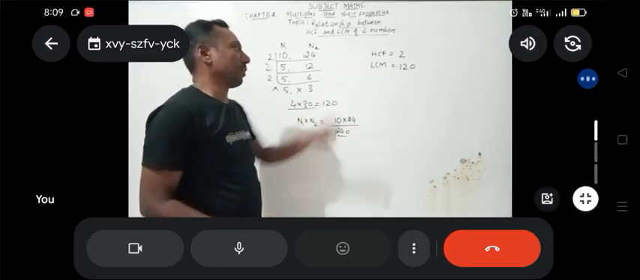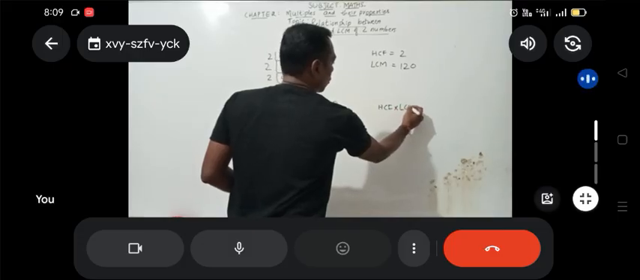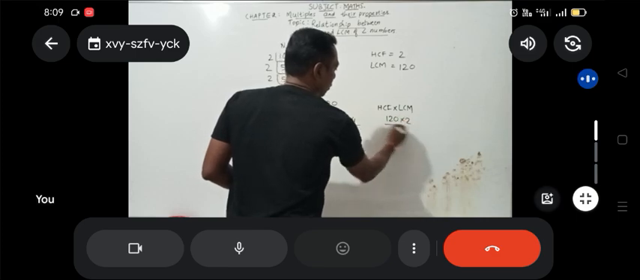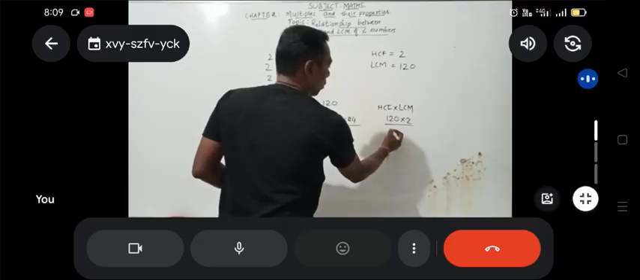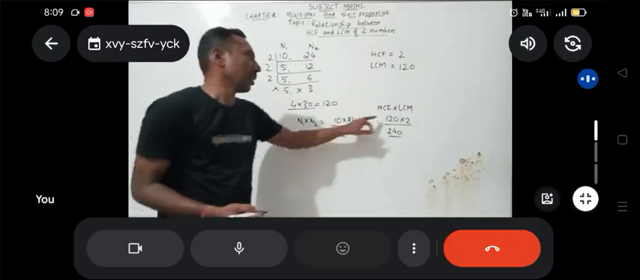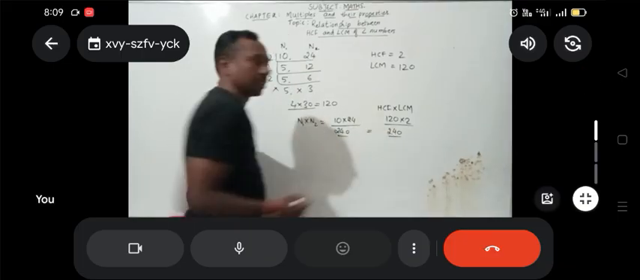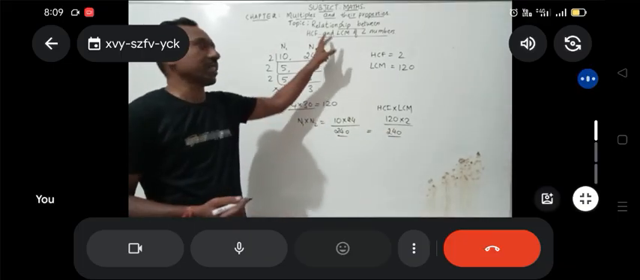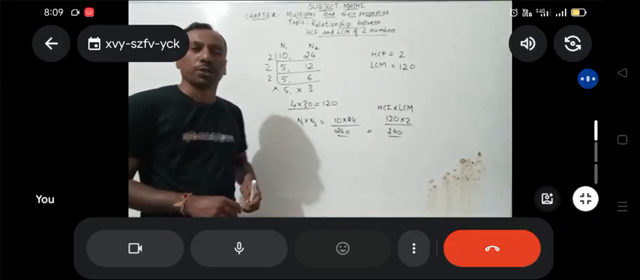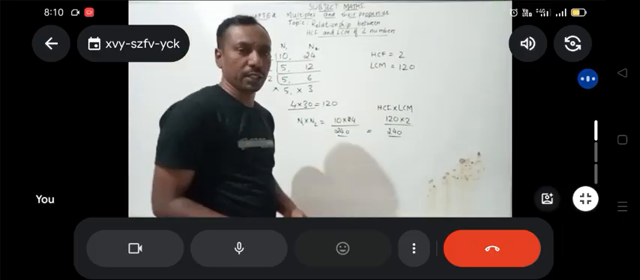Now we shall multiply the HCF of those two numbers with the LCM of those two numbers. 120 into 2, you get 240 as the answer. Look at the product of the two numbers and the product of the LCM and HCF of those two numbers. They are equal. That is the relationship between the LCM and HCF of two numbers. To get clarified about this concept, let us take one more example.